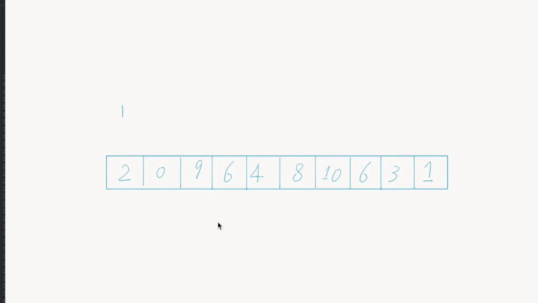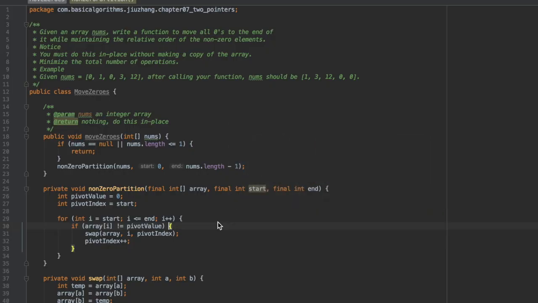Basically, we have an I index that's looping through from the left to the right. Then we have a pivot index. In the process of moving, if we encounter the element that's not 0, we just swap it with the pivot index.